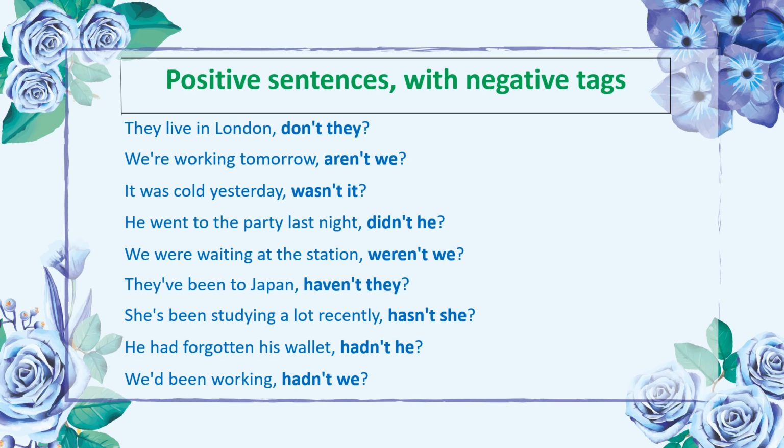He went to the party last night, didn't he? No helping verb. We have added our own didn't. We were waiting at the station, weren't we? They've been to Japan, haven't they? She's been studying a lot recently, hasn't she? He had forgotten his wallet, hadn't he? We'd been working, hadn't we?